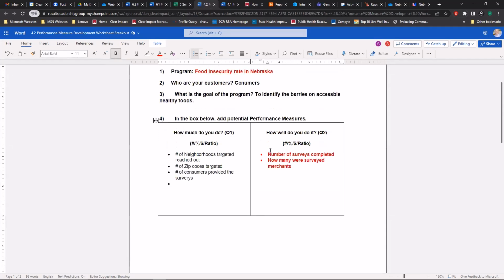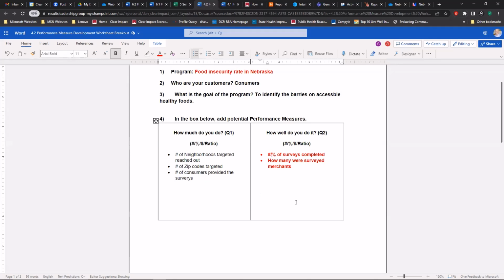Here you would do the percent of surveys completed, because what you want to identify is if there is any dropout and what percent dropout. So if the number of consumers provided the survey, you can probably do the number and percent of surveys completed. If you provided 100 surveys and 50 were completed, that would be 50%.